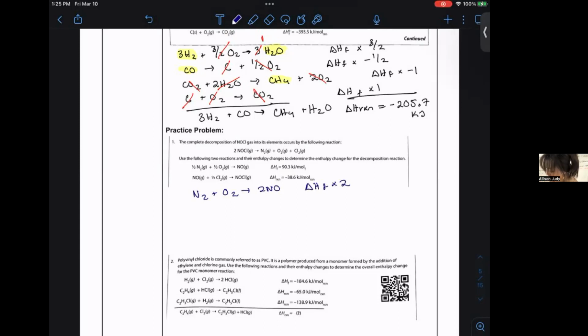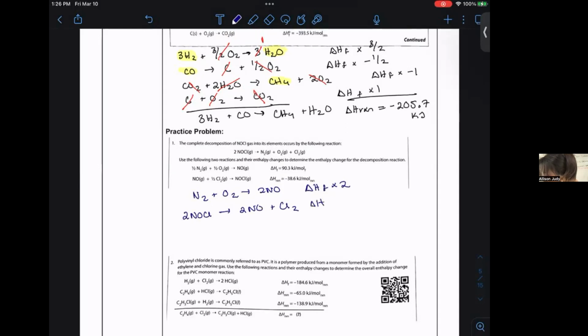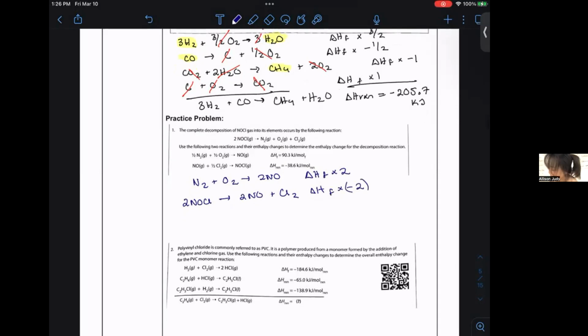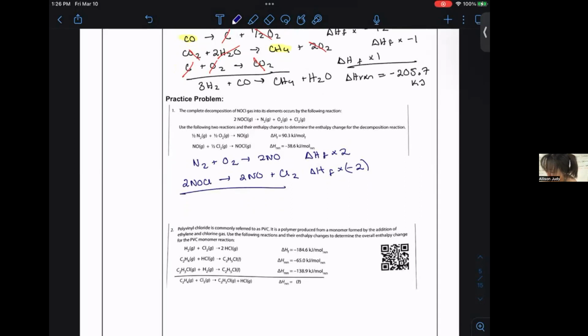Then what did you do for the second equation? I believe I flipped it. You should have flipped and doubled it. So it becomes 2NOCl goes to 2NO plus Cl2. And that would mean I'd have to flip and double my heat of formation value with that equation. And I would have gotten my net much easier.